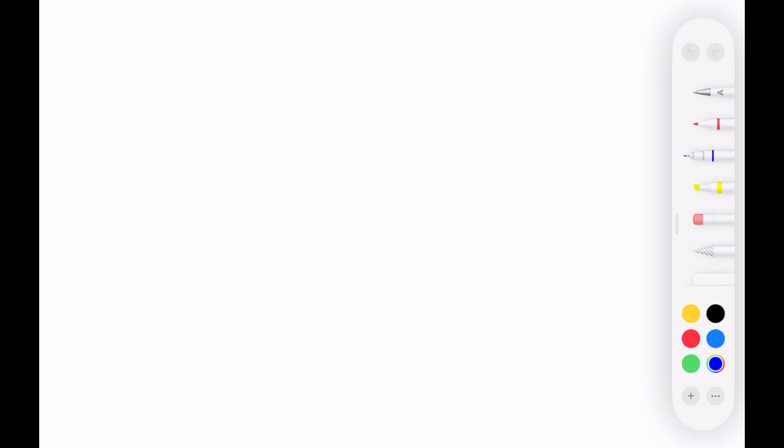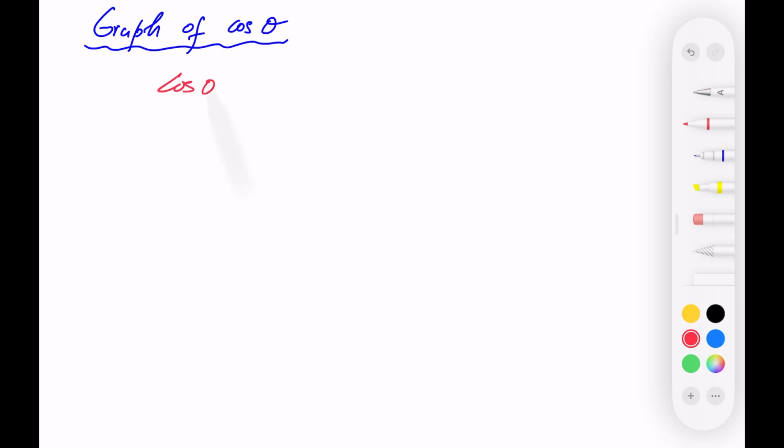We will see how to obtain the graph of cosine theta. I'm going to use the definition of these trig functions using x, y, and r whenever those graphs are drawn. So the cosine theta, how did we define cosine theta? We defined cosine theta as x over r. What is x? What is r?